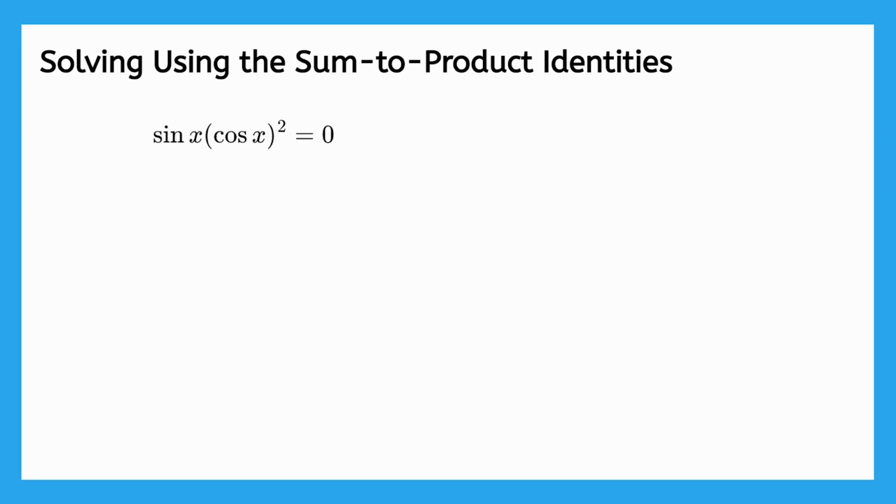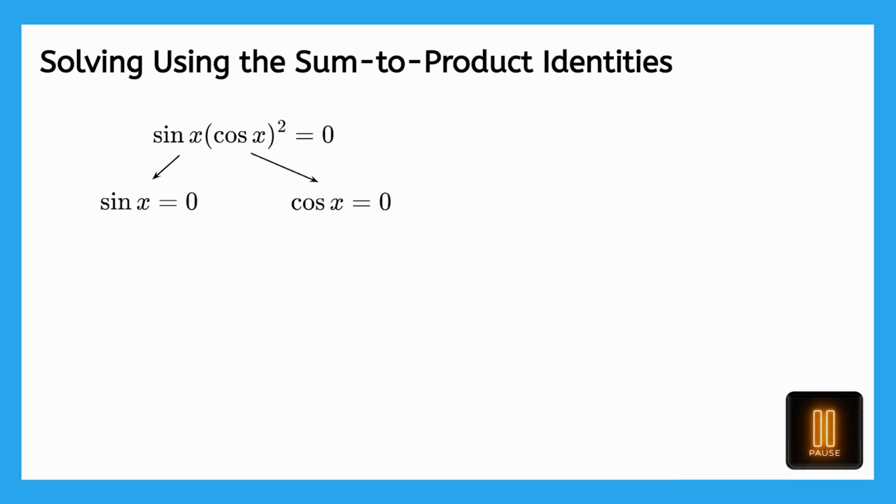Now that we have a product in terms of sine and cosine that is set equal to 0, we can set each factor equal to 0 and solve for x. To satisfy this equation, either sine of x needs to equal 0 or cosine of x needs to equal 0. Notice how simplifying with the identities made us end up with simpler trigonometric functions that will be easier to solve. Pause now and find the general solution to this equation.